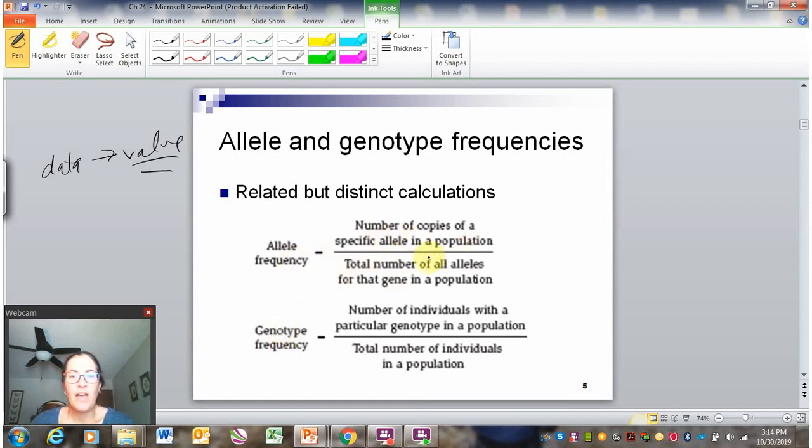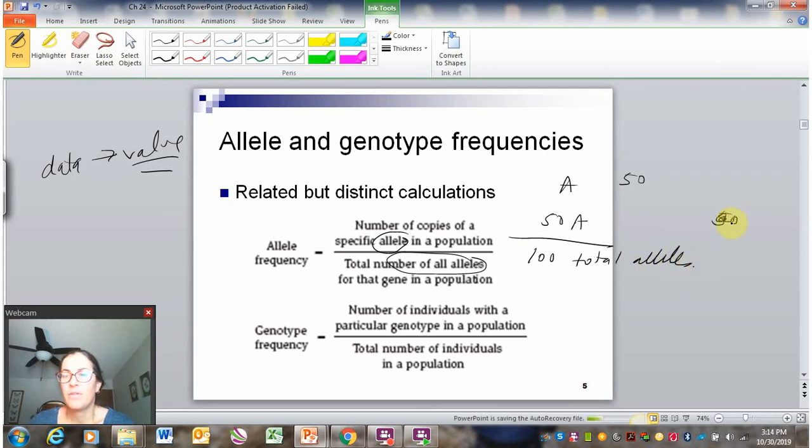So we have a fraction: the number of copies of a specific allele versus the total number of alleles. For example, if you have 50 of the A allele, and you have 100 total alleles, then you would have 50 out of 100, which is equal to 0.5. So you would have a frequency of 0.5 in that population.